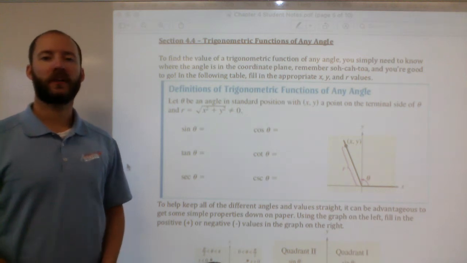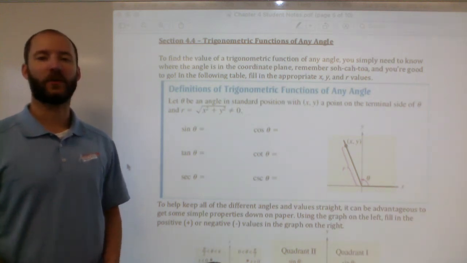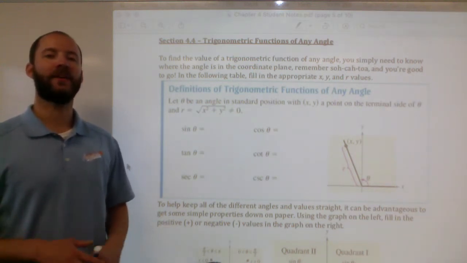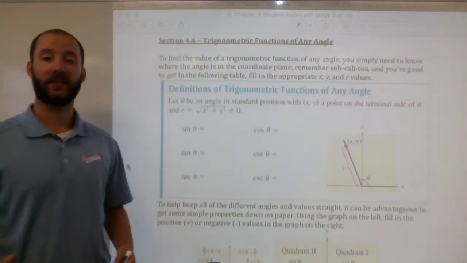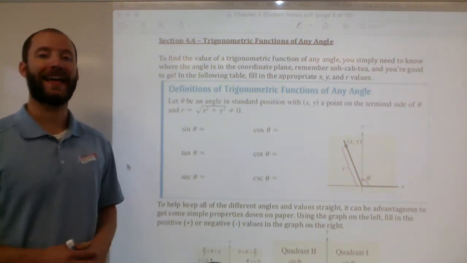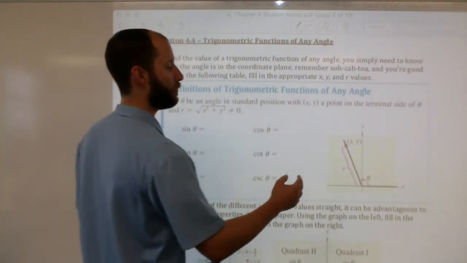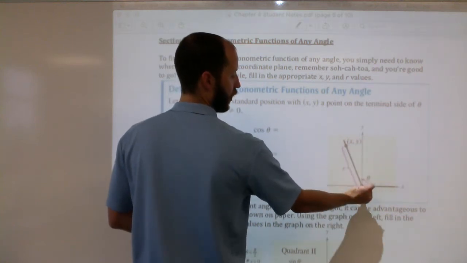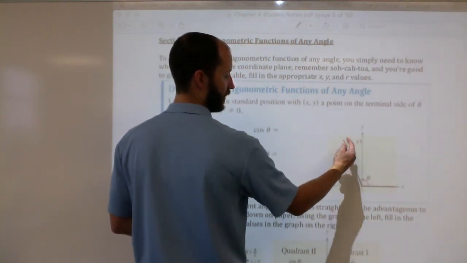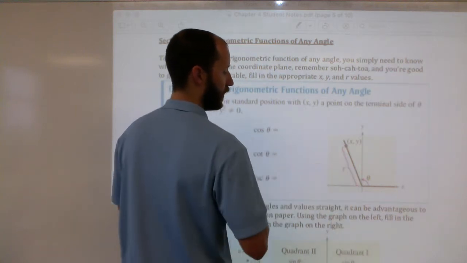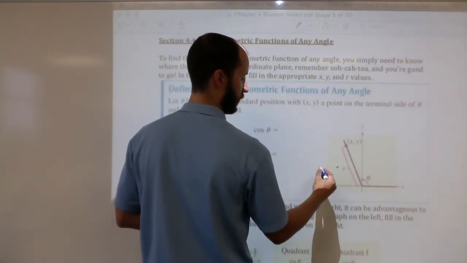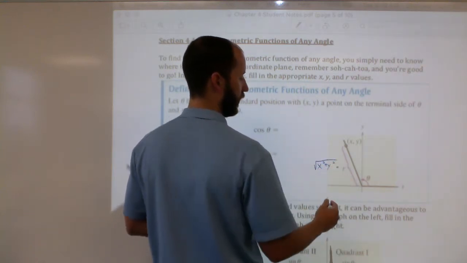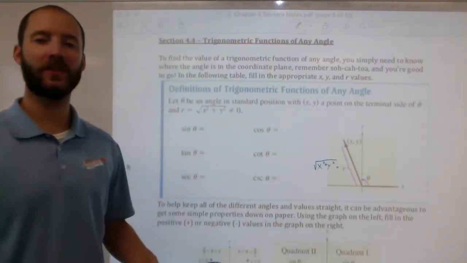Section 4.4, trigonometric functions of any angle. So we're kind of breaking off of those predetermined values from the unit circle and looking at any ordered pair x comma y and what the 6 trigonometric values of that angle would be. So any point in the coordinate plane with coordinates x comma y, x the horizontal distance, y the vertical distance, r our radius value, you can find that with some good old Pythagorean theorem. So if the r value is not given to you, you can find that.